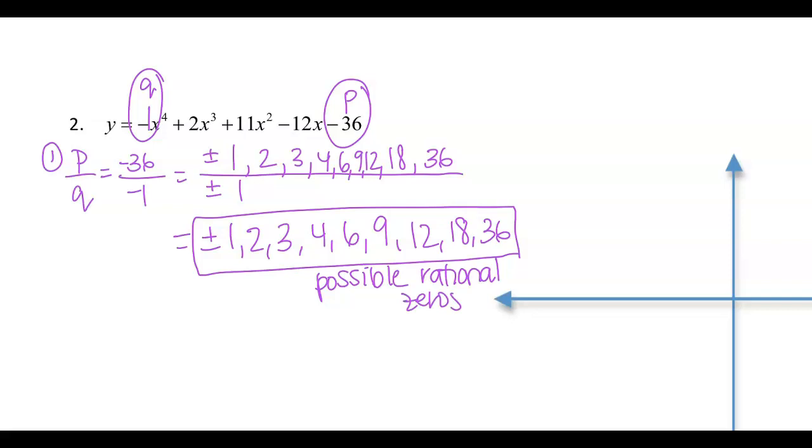So it looks like we have about 18 different zeros that we might have, because there's 9 of them total and we're just doubling it, 1 positive, 1 negative. So it looks like we have about 18 zeros. That's way too many to check.